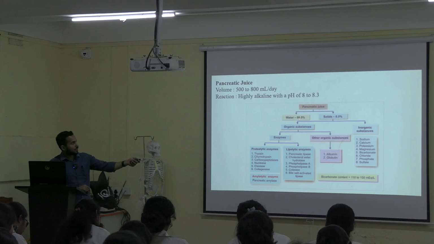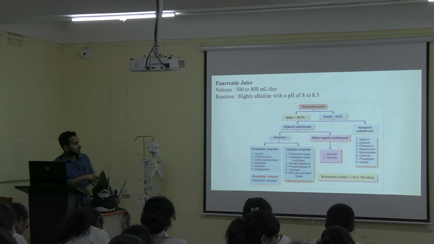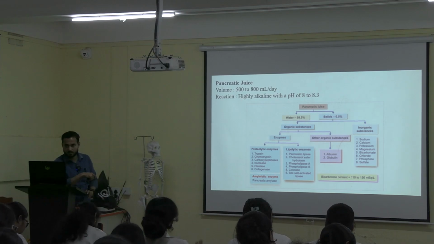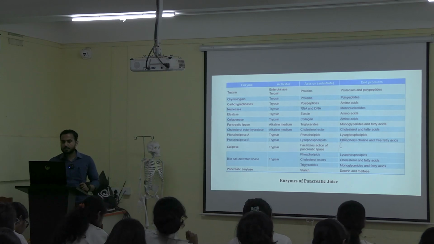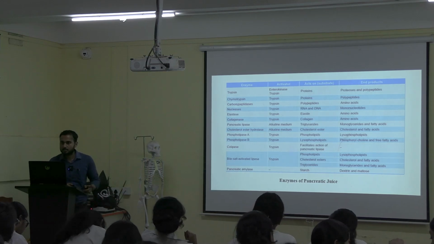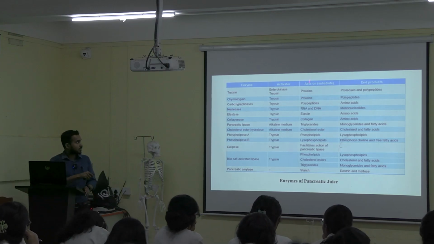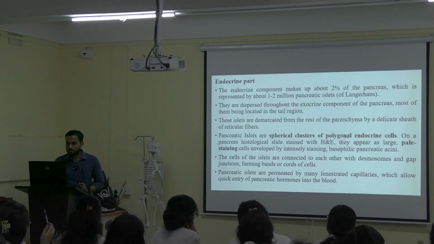Water is 99.5%, solid 0.5%. After that you can see organic substances and inorganic substances are also there. Mostly in organic substances we are getting the enzymes. See the list of enzymes. Proteolytic enzymes are there, lipolytic enzymes are there, and amylolytic enzymes are there. I know you have studied this in physiology. Next, here you can see the list of enzymes secreted from the pancreatic acinus, then the activator, then which substance they act on, and then what is the end product. So that is all about the exocrine part of the pancreas.